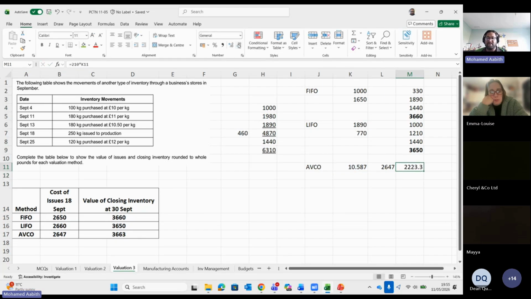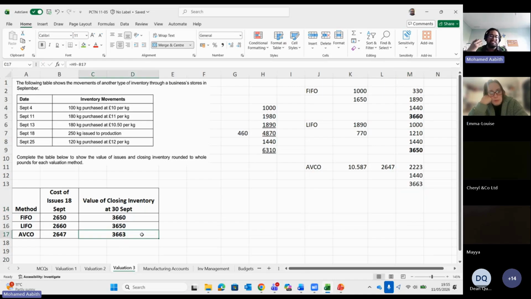Let's get rid of the decimals. And then you also have to remember 1,440. This is what we had left over. So add them and you will have 3,663, and you have the number there again.